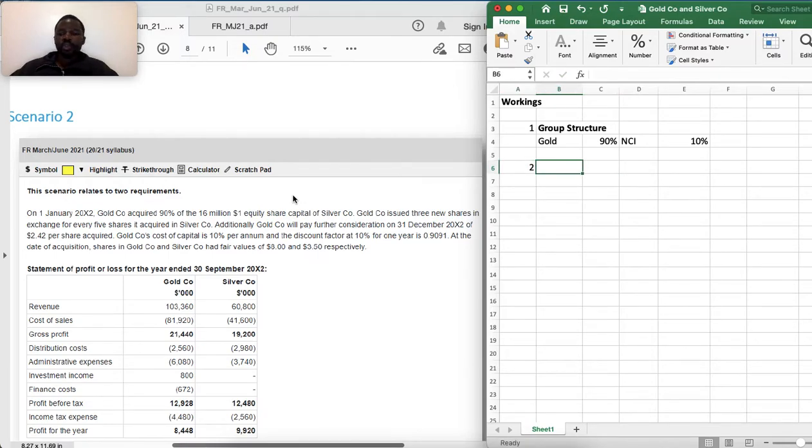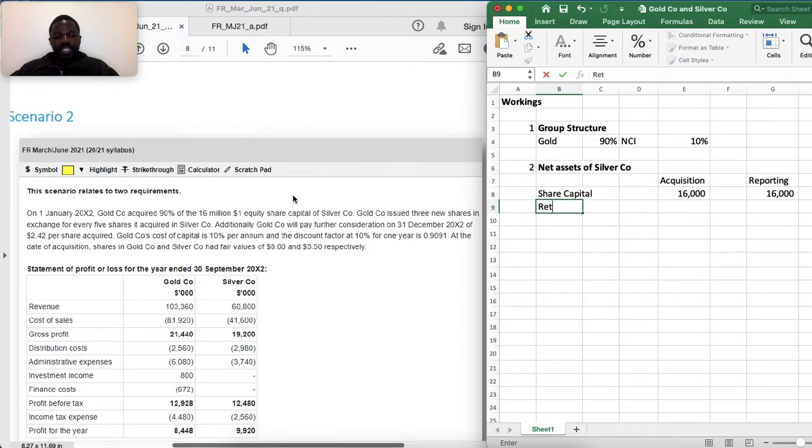Now let's go to the next working, which is net assets of Silver Co, Silver Co being the subsidiary. We want the net assets at acquisition. We also want the net assets at reporting. Now we have got the share capital of 16 million. I am working everything in thousands, so I'll say 16,000.